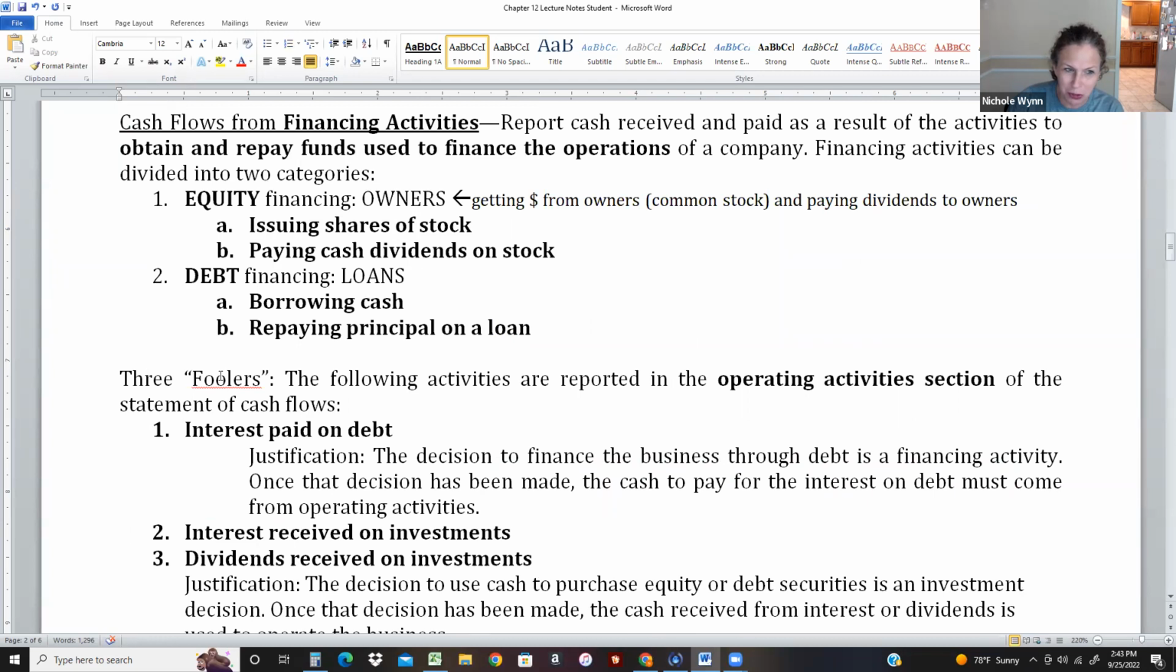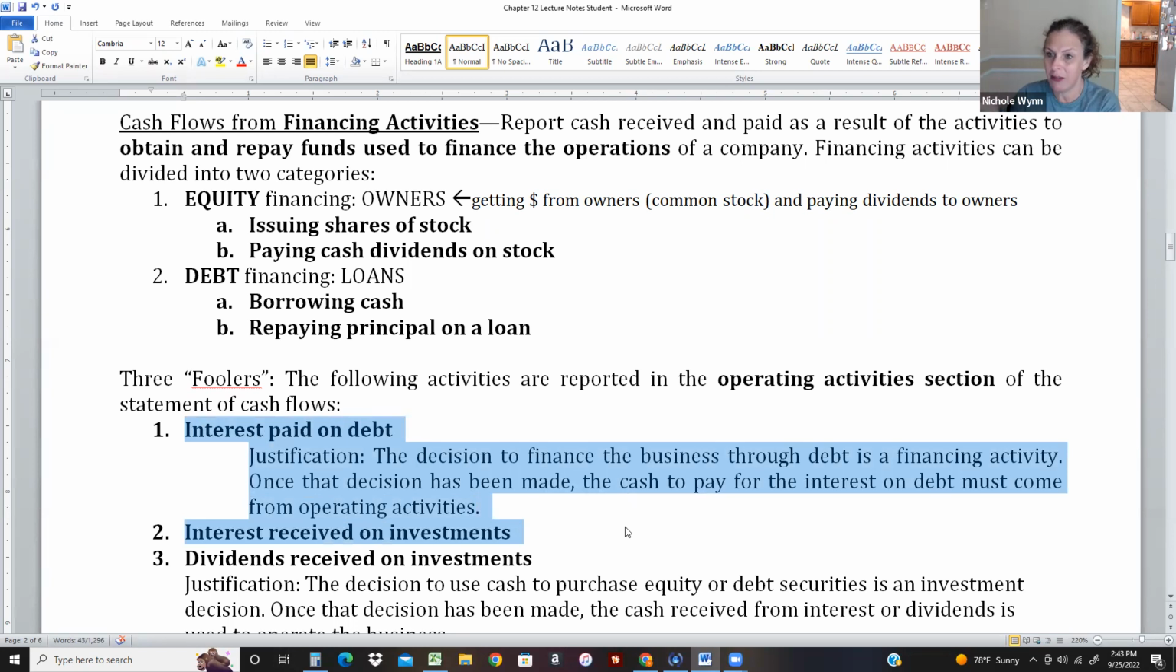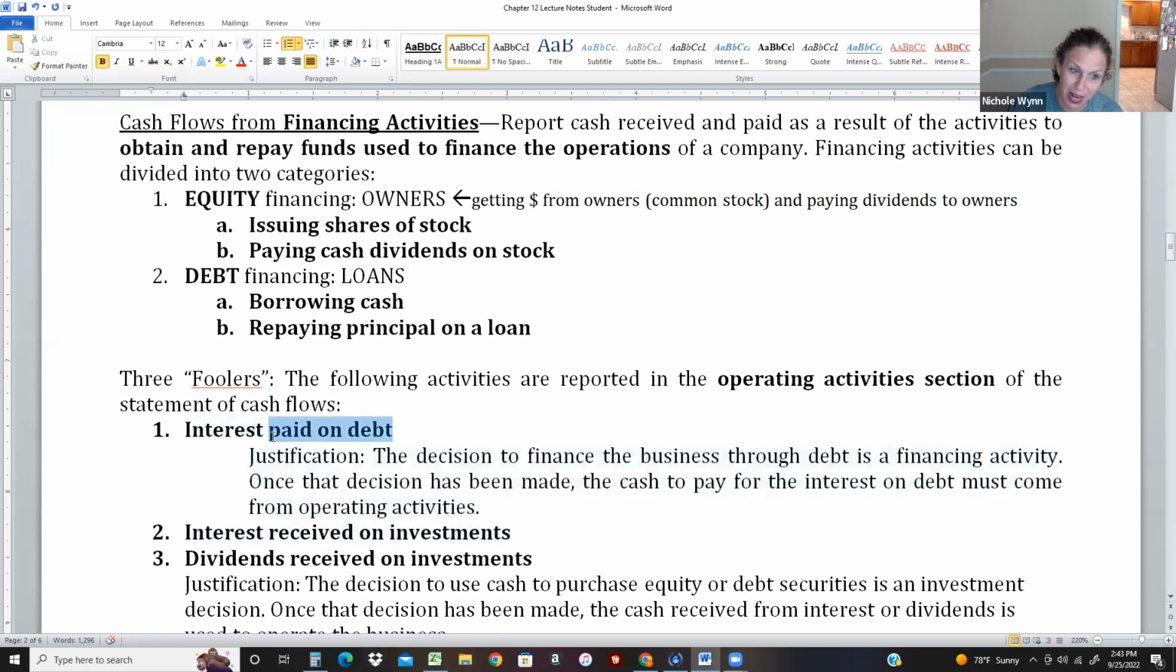So the three foolers are ones that students usually get wrong. All three of these go in the operating section. All interest goes in the operating section. Now that feels weird, because if you're receiving interest, you feel like you're investing in others. And if you're paying interest on a loan, then you're like, oh, well, that's financing. Paying interest on debt feels like financing because it deals with loans, but only the principal goes in the financing section. All interest operating always.